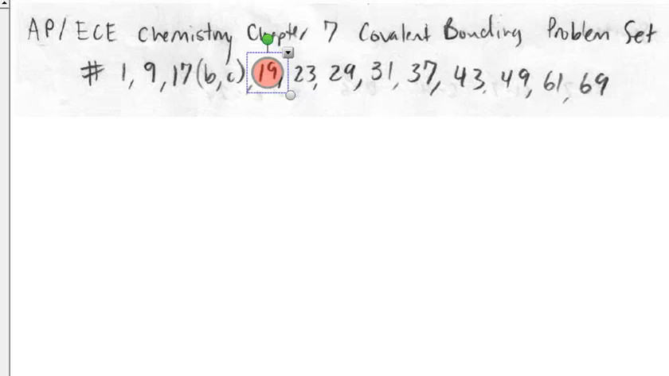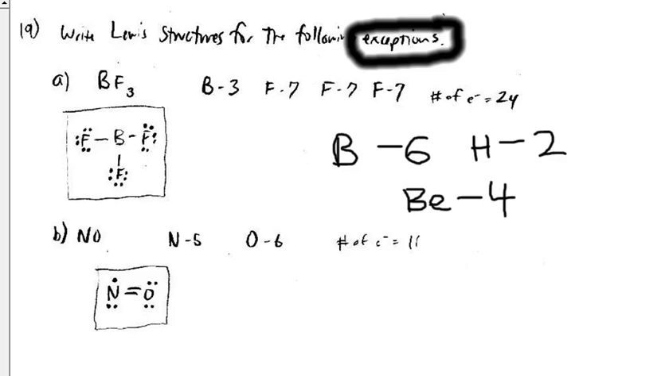Welcome back to part 2 of the AP ECE Chemistry Chapter 7 Covalent Bonding Problem Set 2012. It's Mr. Wilkosz. We're looking at the last two parts of problem 19.